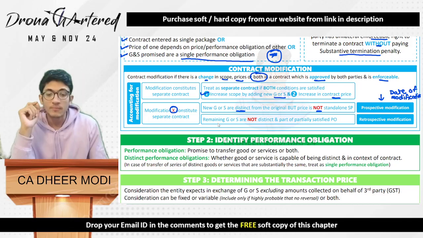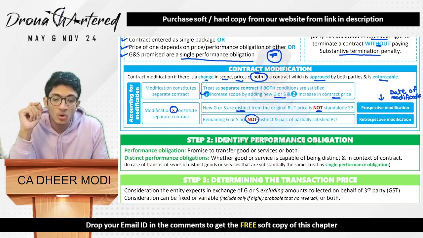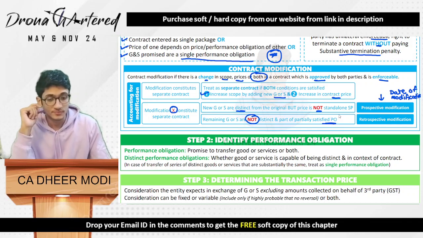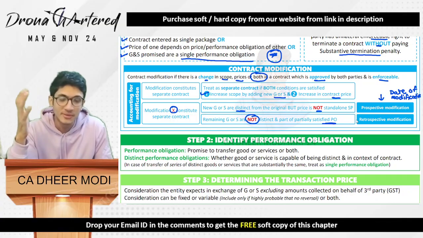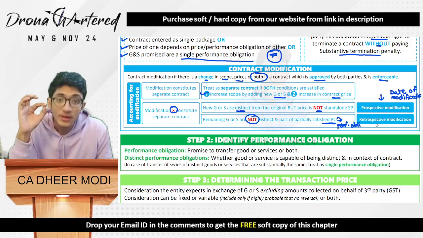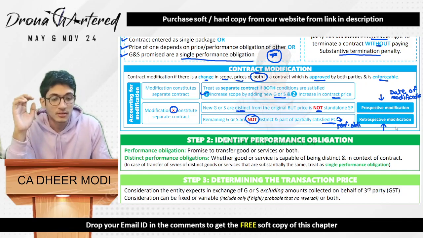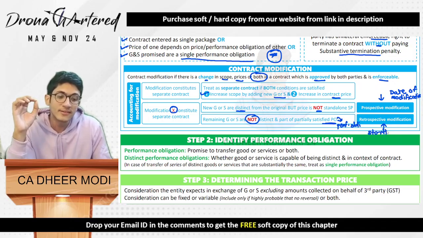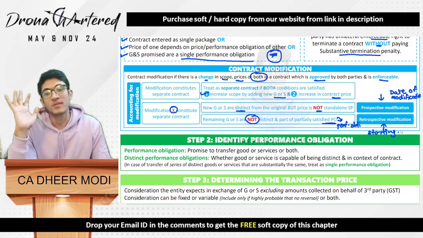However, if the remaining goods and services are not distinct and are part of a partially satisfied performance obligation, in such a case, you will do a retrospective modification. That means this will be from the start. From the very start, you will be doing these modifications.